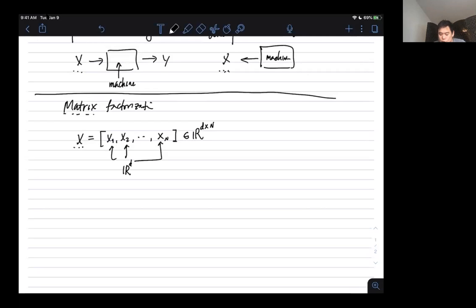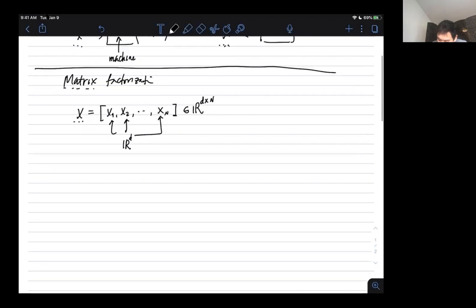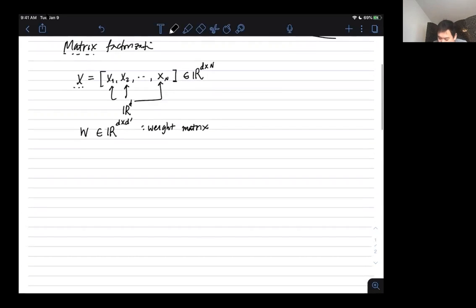And then what I want is to factorize this X matrix into the product of two matrices, where those two matrices are W, which is going to be in R d by d prime. So this is going to be my weight matrix. And then Z, which is going to be d prime by n. There are many different ways to call this matrix Z, but I'm going to call it the code matrix.